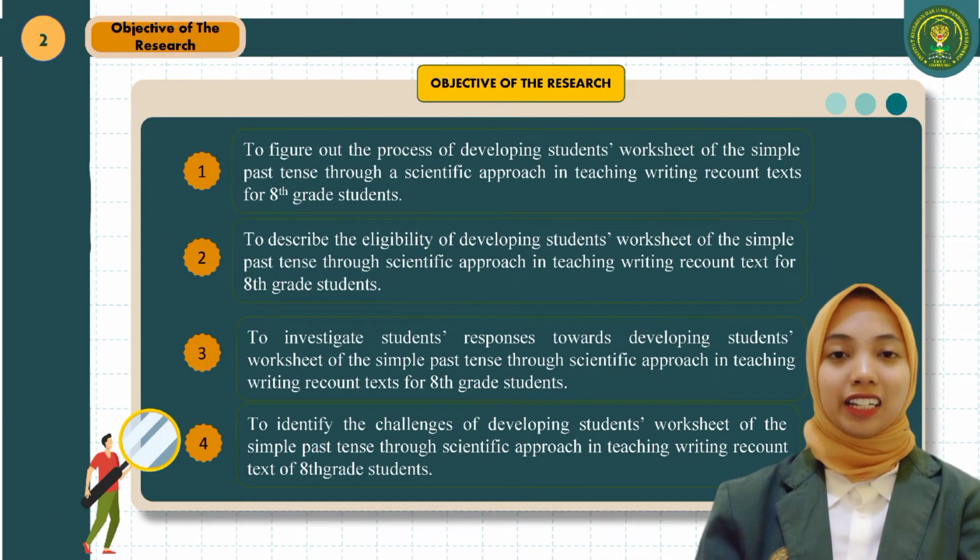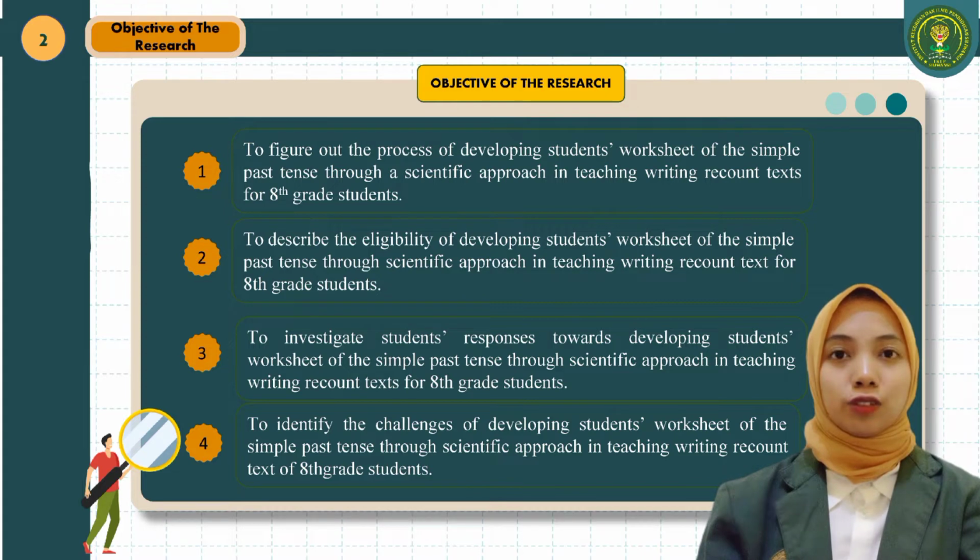For the second content, it is about the objective of the research. The first is to figure out the process of developing a student worksheet of the simple past tense through scientific approach in teaching writing written text for 8th grade students. The second is to describe the eligibility of the developing student worksheet of the simple past tense through scientific approach in teaching writing written text for 8th grade students.